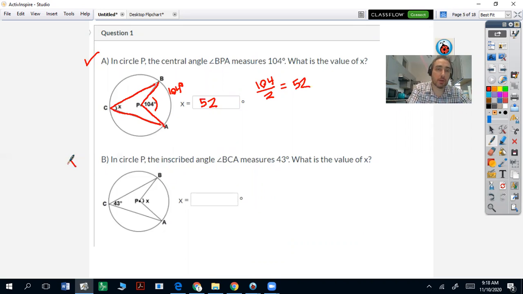And you can try this one on your own. Check it with me in class. You're given angle C, that's the inscribed angle. You want to get angle X, that's the central angle. So what would you do to get that? Try that on your own. Check it with your teacher in class. All right, question 2.